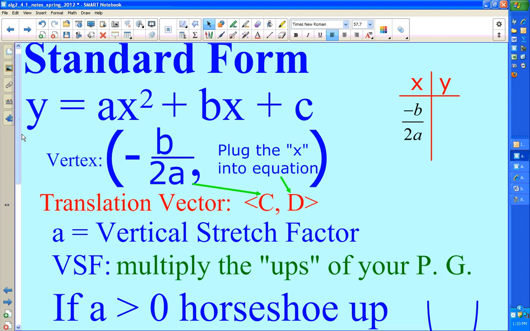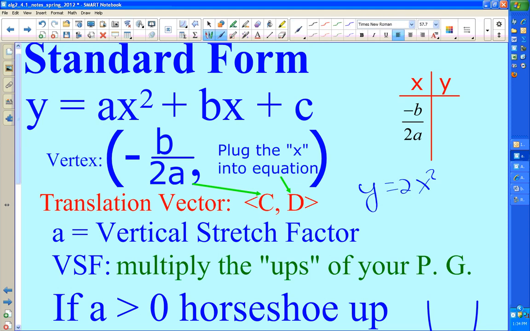What is ax squared? Y equals 2x squared minus 5x plus 1. That's standard form. This is A, this is B, this is C. Okay. And then when you plug it back into the vertex equation, we're going to do the opposite of negative 5 over 2 times 2. This isn't a really good example.